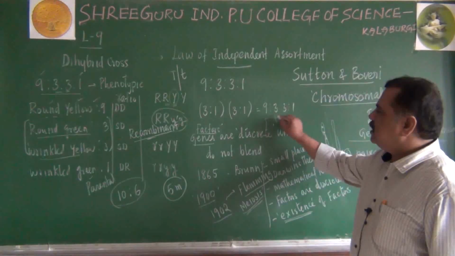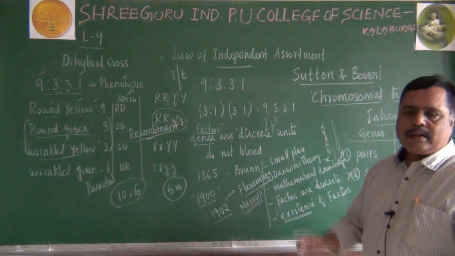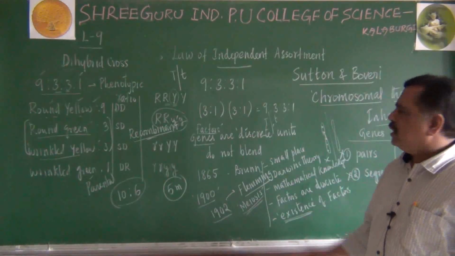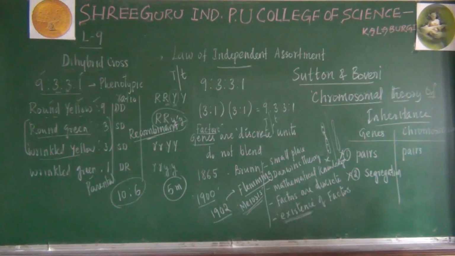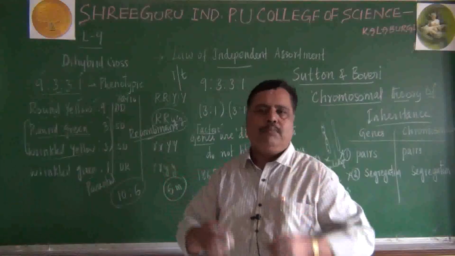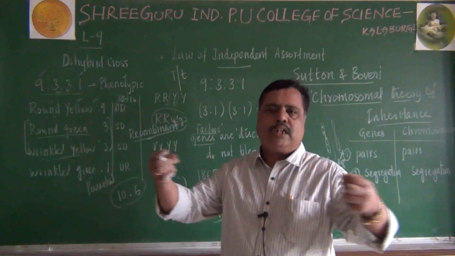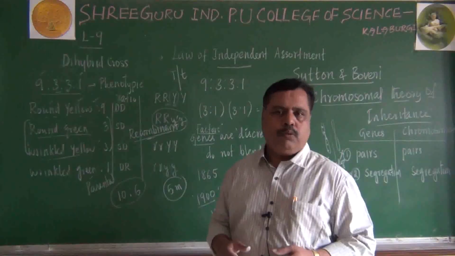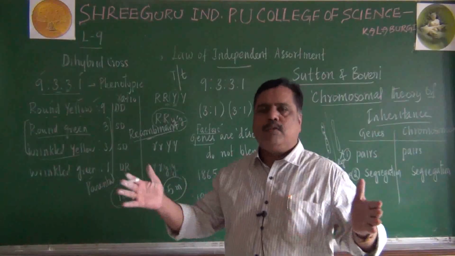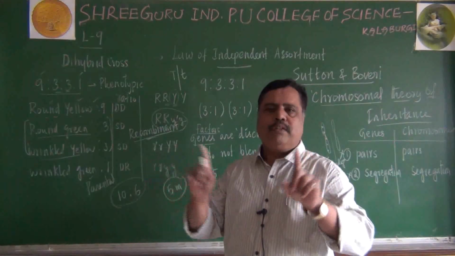Capital T and small t will separate from each other. Capital R and small r will separate from each other. Capital Y and small y will separate from each other. That separation is called segregation. Even chromosomes also undergo segregation during anaphase. Yes or no? During anaphase, there will be spindle fiber formation. Even during metaphase itself, they become very clear, and the chromosomes start to be pulled towards the poles. That pulling of chromosomes is nothing but separation of chromosomes. Homologous chromosomes will separate from each other.